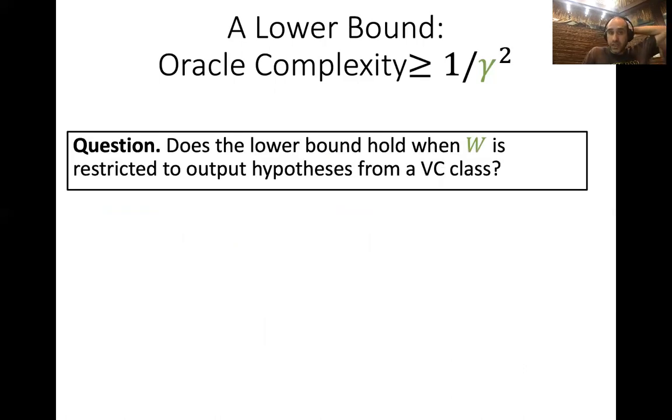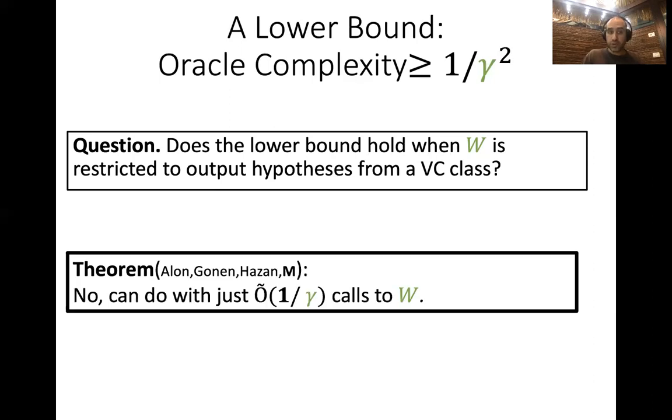And therefore, it is natural to ask whether the lower bound holds also when W satisfies our working assumption, and it outputs simple hypotheses from a VC class. And what we show is that the answer is no. If you know that the VC dimension of W is small, then you can actually improve the oracle complexity, the number of times you call the weak learner, quadratically from 1 over gamma squared to 1 over gamma. And the first idea, maybe the basic idea, is to allow for complex aggregations.